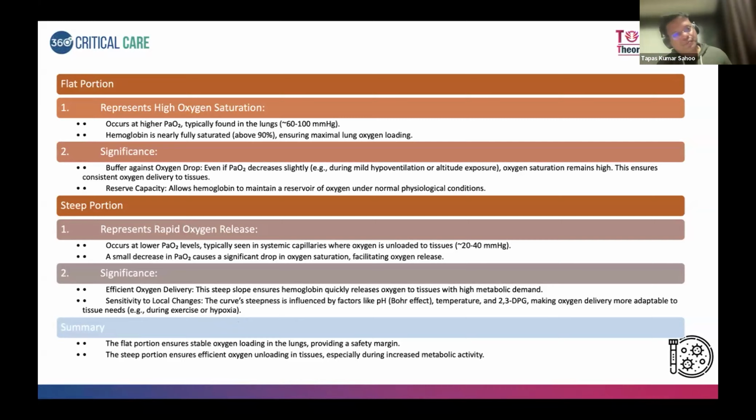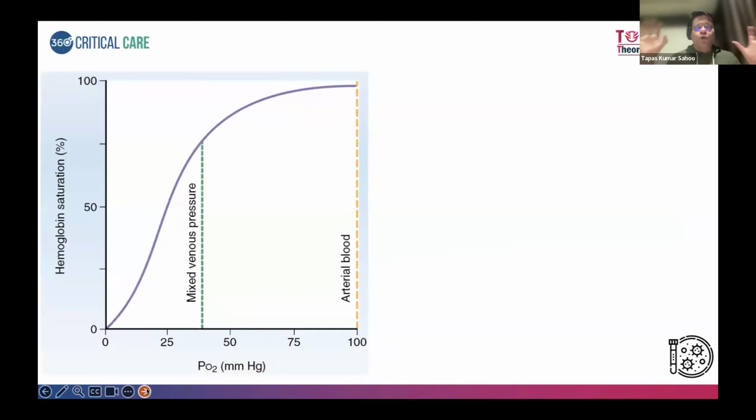Now, in summary, if I dissect and analyze the oxygen hemoglobin dissociation curve, the flat portion ensures stable oxygen loading in the lungs, providing a safety margin to our whole body. The steep portion ensures efficient oxygen unloading in the tissues, especially during increased metabolic activity. I hope that I have tried to explain this to you in detail.